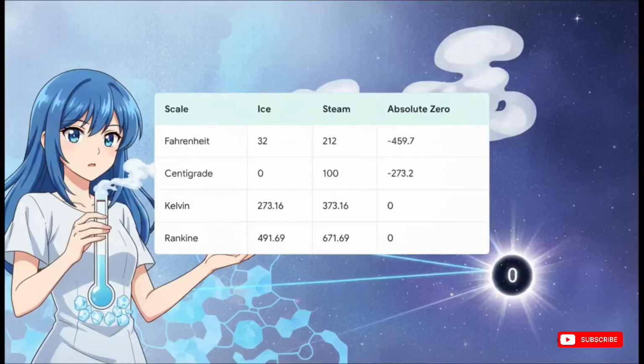Notice how their standard ice points and steam points look wildly different on paper, even though they represent the exact same thermal reality. That's because while centigrade and Fahrenheit use pretty arbitrary 0 points based on water freezing or salt mixtures, Kelvin and Rankine start at true absolute zero.